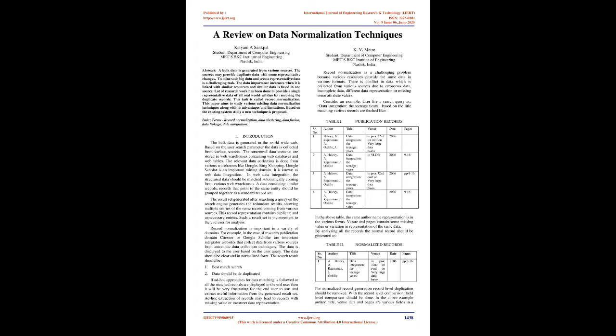Index terms: record normalization, data clustering, data fusion, data linkage, data integration. 1. Introduction. The bulk data is generated in the World Wide Web. Based on the user search parameter, the data is collected from various sources. The structured data contents are stored in web warehouses containing web databases and web tables. The relevant data collection is done from various warehouses like Google, Bing Shopping.